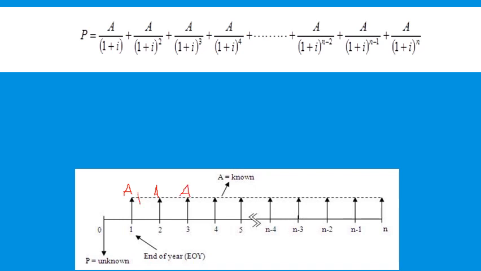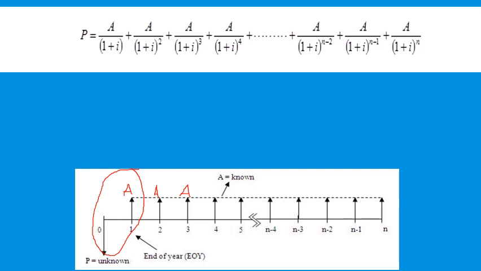This is A1, this is A2, and this is A3, and it goes on like that up to AN. A1 is equal to A2, A2 is equal to A3, A3 is equal to A4, and everything is equal to A, and that's why 1, 2, 3 is not considered. All of them are considered as A. With this, let me come to the first payment here. P is equal to, what is the first payment? A divided by 1 plus I.